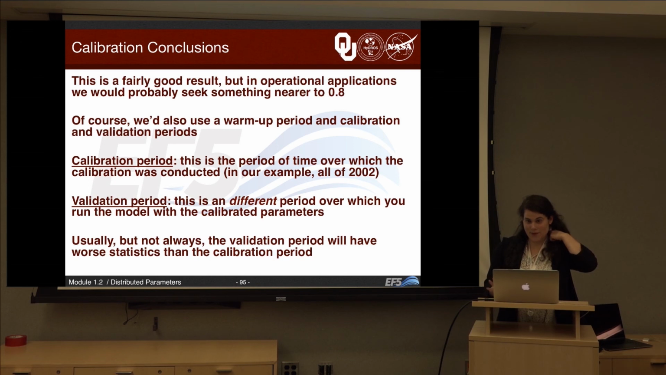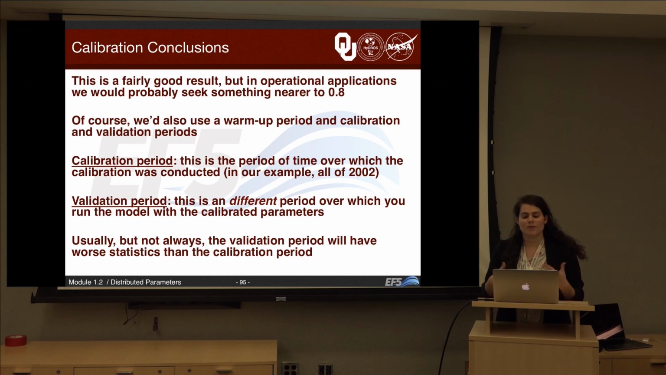So just to go over some calibration conclusions, 0.5 was a pretty good result, but in operational applications, we would probably seek something nearer to 0.8. Of course, we'd also want to use a warm-up period and calibration and validation periods. So these terms are pretty important to use. A calibration period is the period over time which the calibration is conducted. And so in our example, we did it over 2014 to 2016.